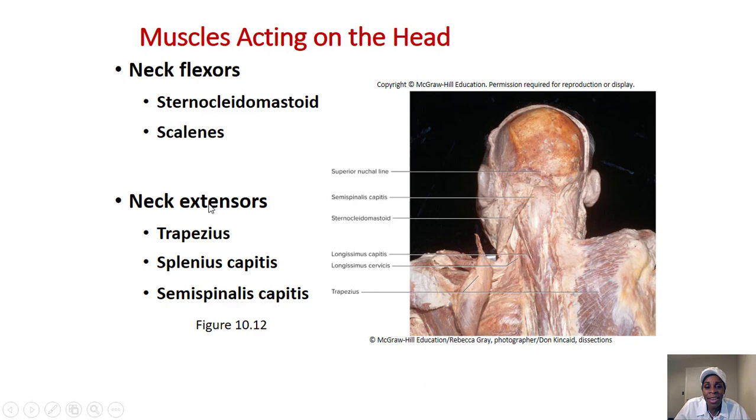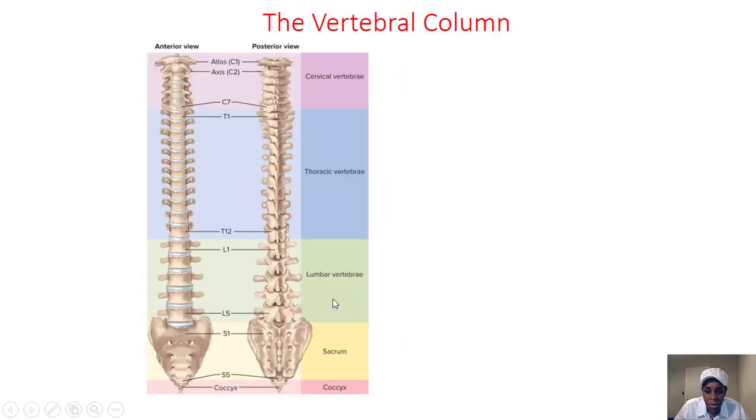Then the neck extenders coming from the cervical, the occipital bone here, superior nuchal line of the occipital bone, and the inferior nuchal line of the occipital bone. We have the trapezius. We're going to show another picture with a better view of trapezius. The splenius capitis, we're going to show another picture of it, and the semispinalis capitis. So you see the trapezius here, looks like a trapezoid, right? Well, I'll show this on the next slide.